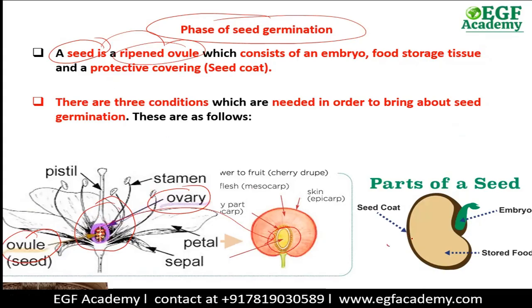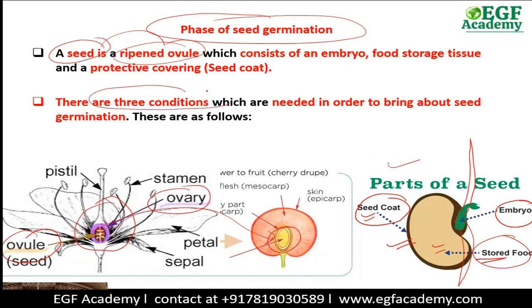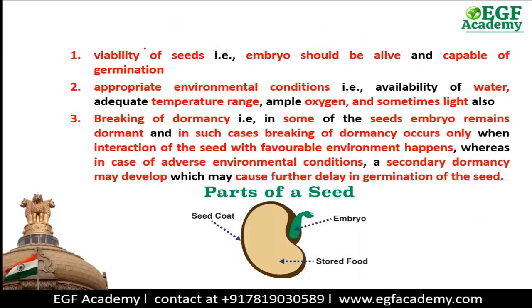Now, this seed has different parts. The seed's outer protective layer is called the seed coat. Inside this seed, there is stored food. When the process of germination takes place inside the seed, the seed utilizes this stored food for energy. And there is an embryo in this seed. From this embryo, shoots and roots germinate. Now, for the germination of this seed, three essential conditions are there.